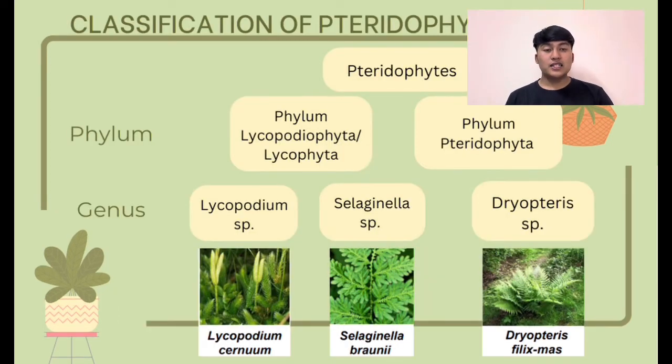Next, the classification of Pteridophytes. Pteridophytes contain two phyla, which are phylum Lycopodiophyta and also phylum Pteridophyta. The phylum Lycopodiophyta contains two genera, which are Lycopodium sp and also Selaginella sp. The phylum Pteridophyta contains the Dryopteris sp genus.